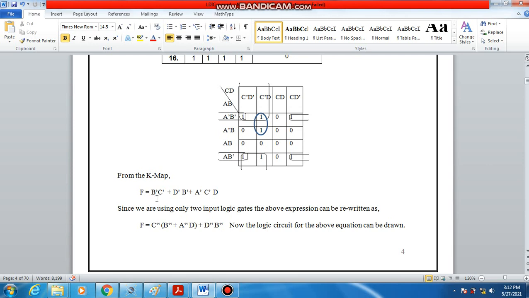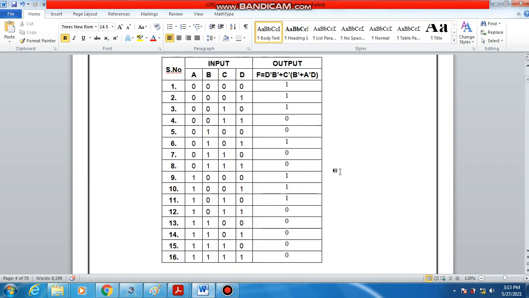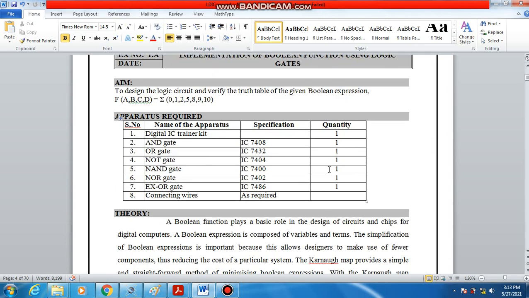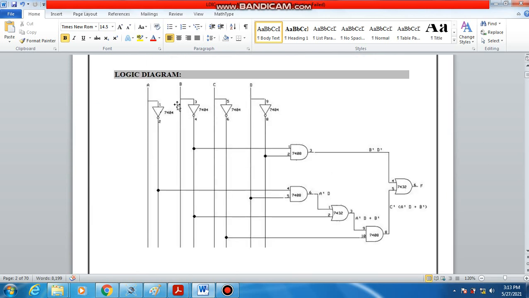In the logic diagram you can see it is B bar C bar, or B dash C dash, which means the complement of B and the complement of C are ANDed together. In the second expression, the complement of D and the complement of B are ANDed together. In the third expression, the complement of A, complement of C and complement of D are ANDed together, and it is summed up. For that we are going to build the logic diagram, and it looks like this.